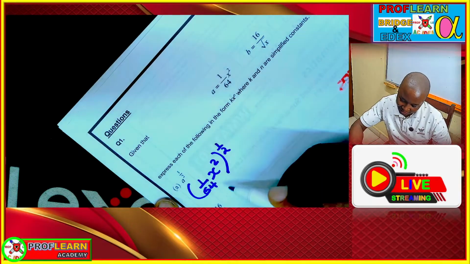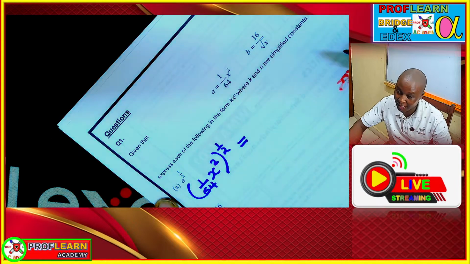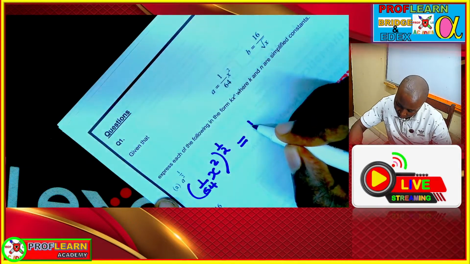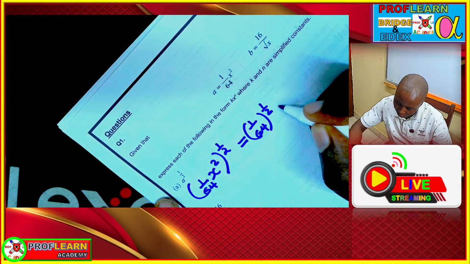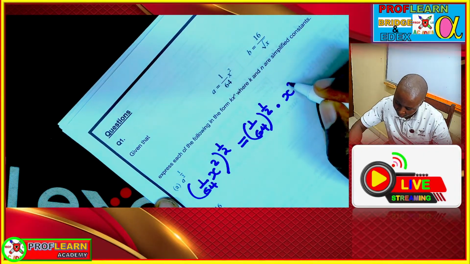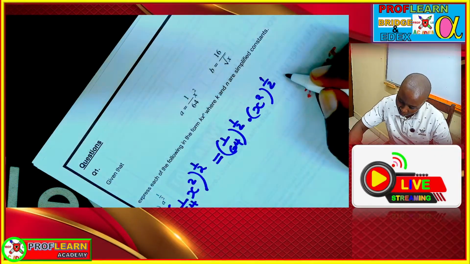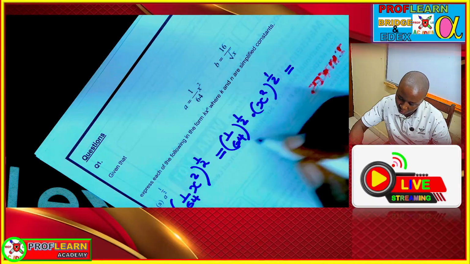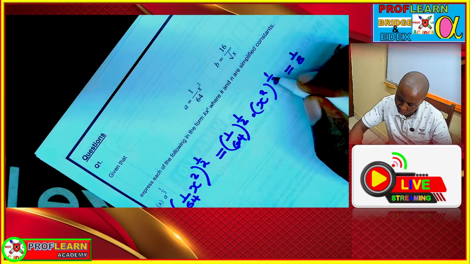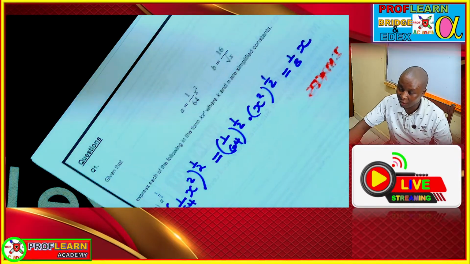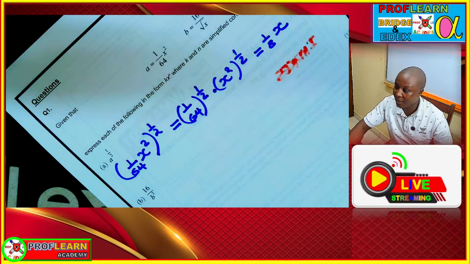And we know that if you are introducing this power, it's going to affect all the terms that are inside the bracket, so it means it will be 1 over 64 raised to a half, and also we have x squared raised to power a half. Which will mean that this is going to be the square root of 64, so this is going to be 1 over 8, and this 2 times a half is going to be just x. So basically we're going to remain with 1 over 8 x as the answer in this case.